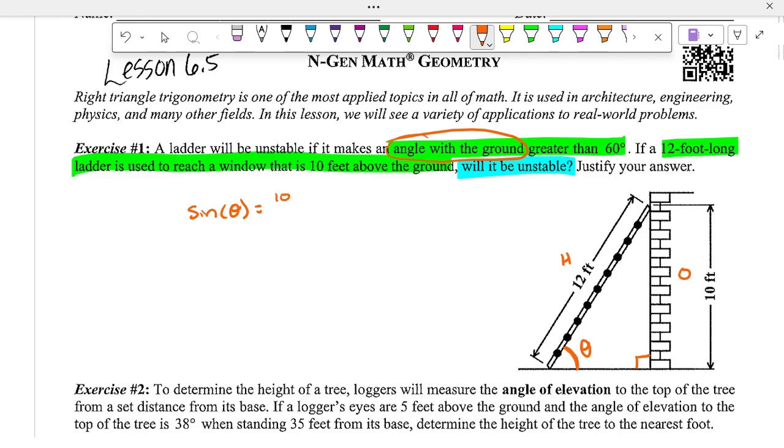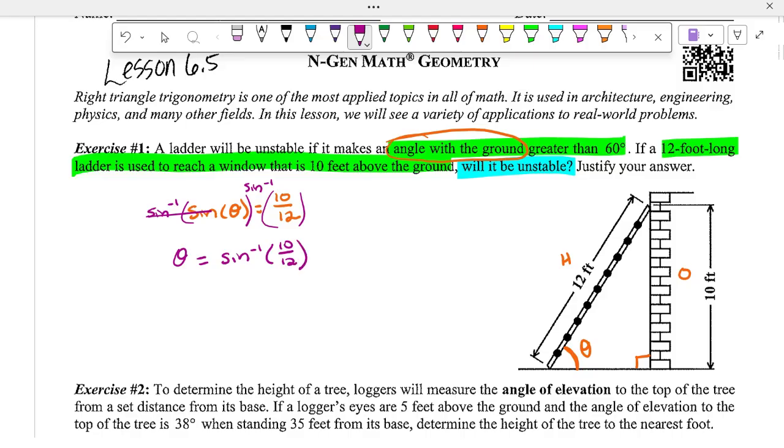10 over 12. So how do I solve for theta? We talked about this last week. How can I undo the sine so I get the theta by itself? Inverse sine, good. Or sine -1, or arc sine, however you want to say it. That cancels. I get theta is equal to inverse sine of 10 over 12.